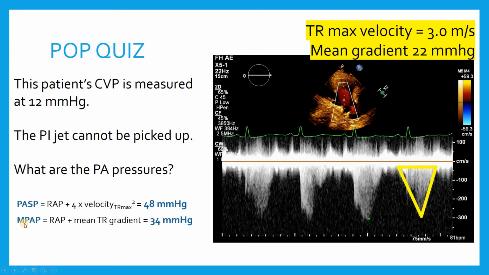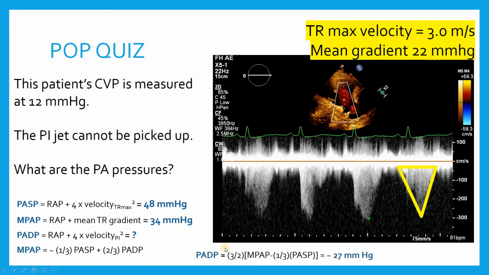I can also figure out what my mean PA pressure is from these curves because I have a mean gradient. If I take my right atrial pressure and add my mean gradient, I'll get my mean PA pressure. And from that, again, it would be nice to measure the PA diastolic pressure more directly by having a pulmonary insufficiency jet. But if I don't, I can go back to this equation and say my mean PA pressure is typically about 1/3 of my PA systolic pressure and 2/3 of my diastolic pressure. If I rearrange this equation, I find that my PA diastolic pressure in this patient is 27 millimeters of mercury, which is actually quite high.